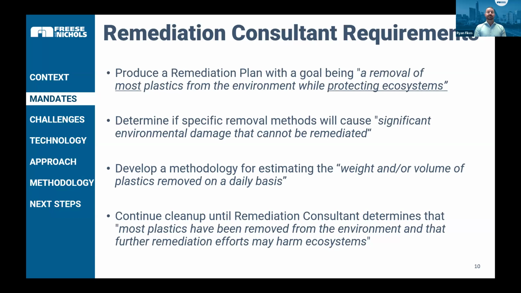Some other things here that are important: we had to develop a methodology for estimating the weight and volume of the plastics themselves that were removed, but that has to be on a daily basis. So that makes the need for real-time analysis important. And we have to continue the cleanup within these systems until we, the remediation consultant, determine that most have been removed and that further actions will harm the ecosystem.